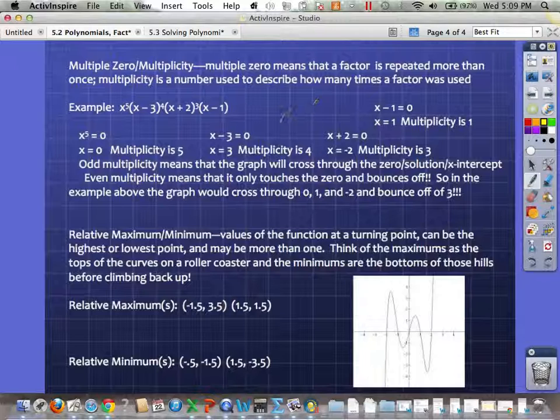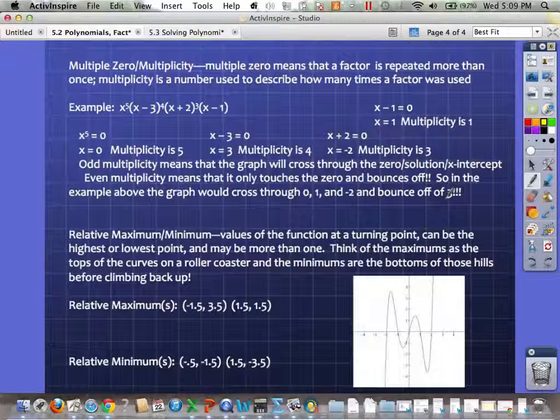Now, what that means is when you have a graph, if you have an odd multiplicity, like this 5, that means that the graph will cross through that solution. Okay, goes right through that solution on your graph. An even multiplicity means that it's only going to touch it and kind of bounce off of it. So if you were looking at the graph of this, that would mean that the graph would actually cross through the 0, the 1, and the -2 because they all have an odd multiplicity, but it would just bounce off of 3.